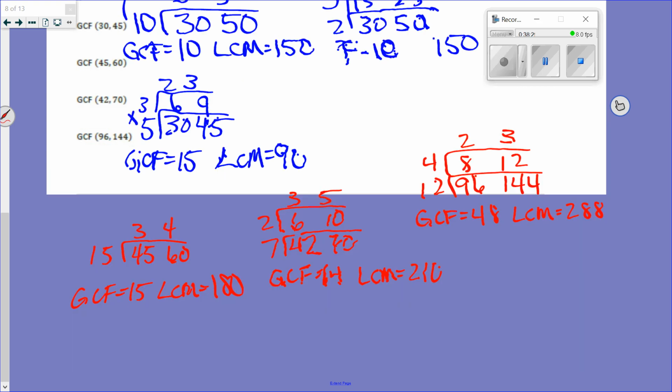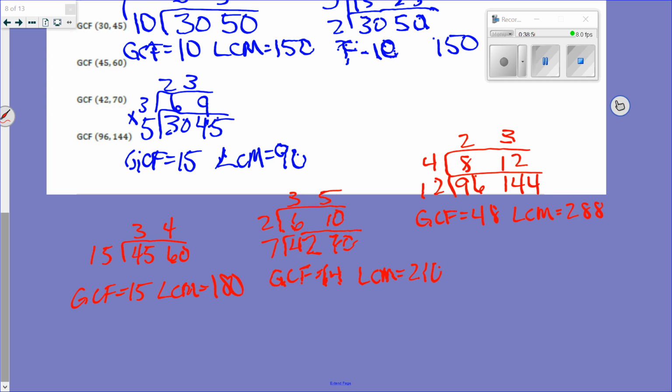Okay, guys, if you look at these, back up front, please. Our first set, 45 and 60. GCF was 15, LCM, 180. For 42 and 70, our GCF was actually 14. LCM was 210. Now, when I multiplied this one, I did 2 times 5 was 10, 3 times 7, 21. 21 times 10 made it easy.